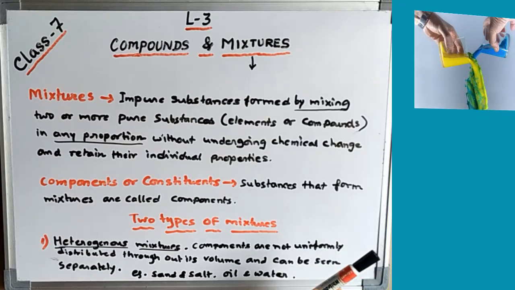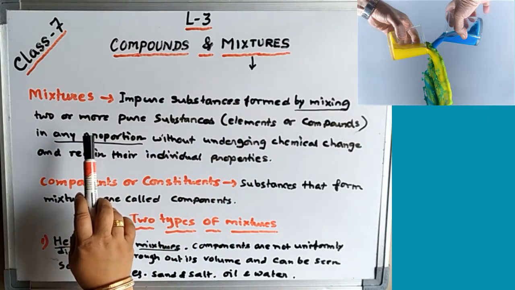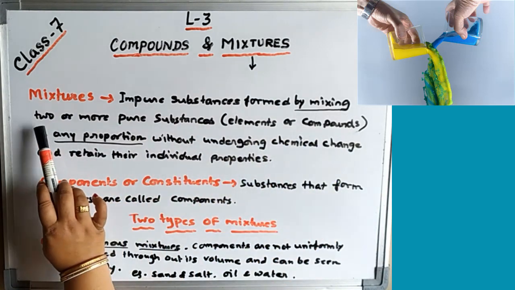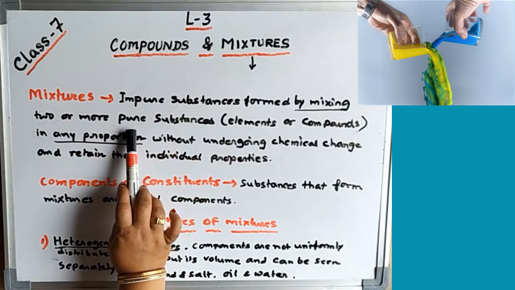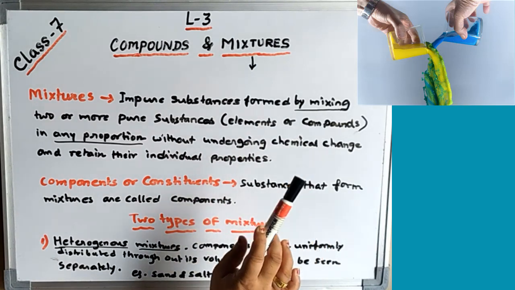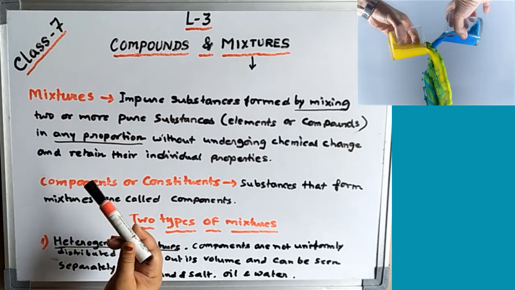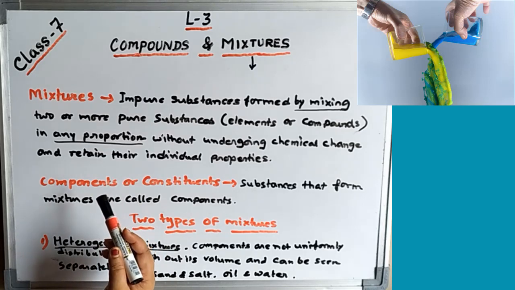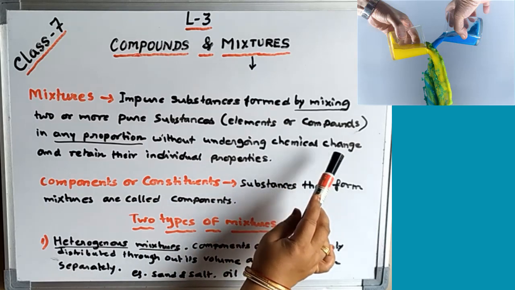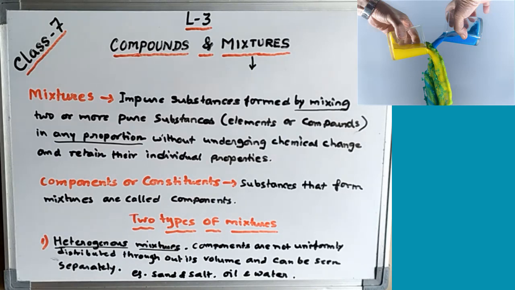Now let us discuss the next topic, that is mixtures. What are mixtures? Mixtures are impure substances formed by mixing two or more pure substances. You know what the pure substances are: they can be elements or compounds. They are mixed in any proportion, meaning varied proportion, it can change. If you change the proportion, it is still a mixture, without undergoing chemical change, and they retain their individual properties.